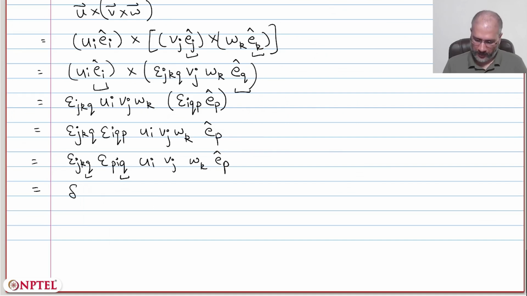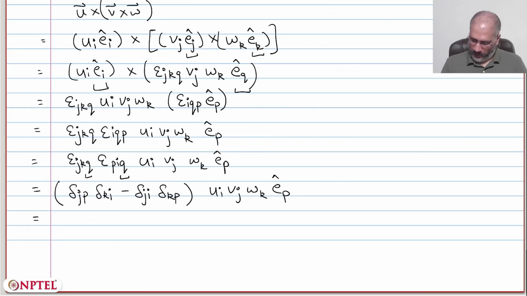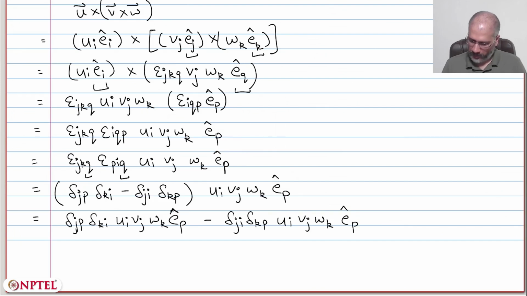So I'll write this as delta first, that is the first index of each epsilon, times delta second. So the second index of the first epsilon is k, and the second index of the second epsilon is i, minus delta first-second times delta second-first. Okay, then we'll open the brackets and create the two terms out of it. So we have delta_jp delta_ki u_i v_j w_k times e_p, minus delta_ji delta_kp u_i v_j w_k and the vector e_p.